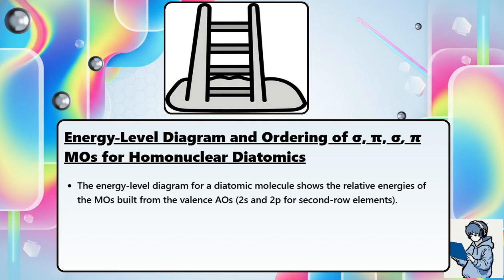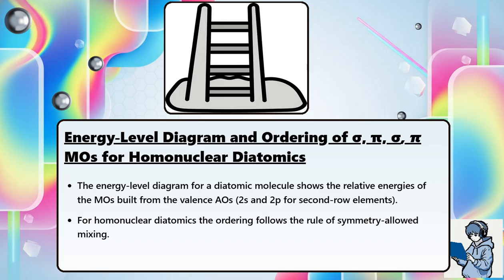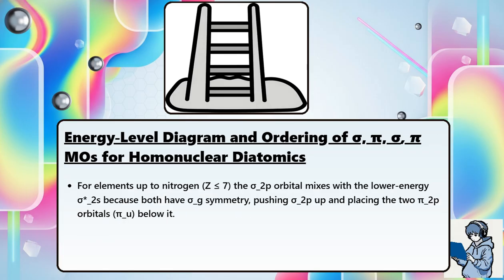The energy level diagram for a diatomic molecule shows the relative energies of the molecular orbitals built from the valence atomic orbitals, 2s and 2p for second row elements. For homonuclear diatomics, the ordering follows the rule of symmetry-allowed mixing. For elements up to nitrogen, Z less than or equal to 7, the sigma 2p orbital mixes with the lower energy sigma star 2s because both have sigma g symmetry, pushing sigma 2p up and placing the two pi 2p orbitals, pi u, below it.